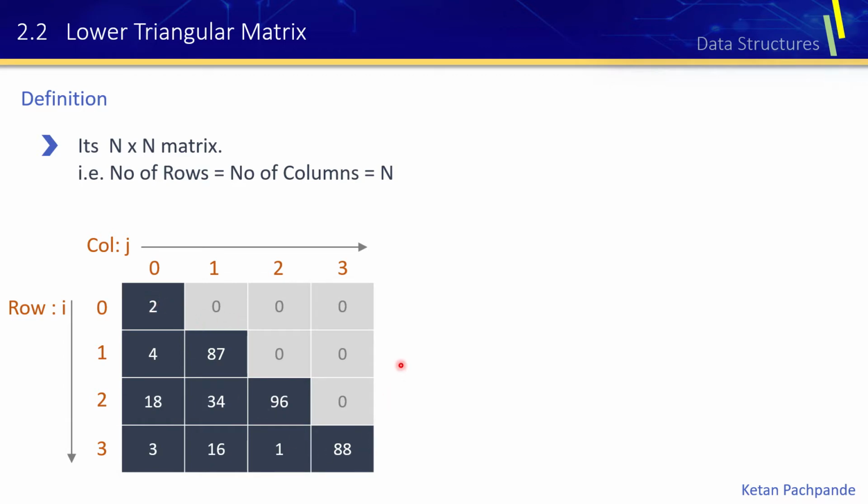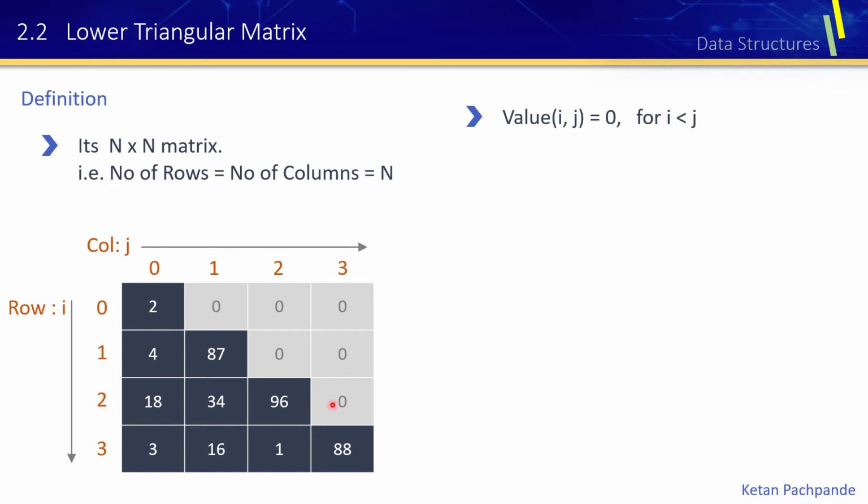The speciality of the low triangular matrix is all the elements above the principal diagonal of the matrix are 0. Means the value of those cells will be always 0. So technically speaking, wherever the value of i is less than j, the value of that particular cell will be 0. So if I talk about this cell, the value of i is 0 and the value of j is 1. So 0 is less than 1, so the value will be 0. 0 is less than 2, value is 0. 0 is less than 3, the value is 0.